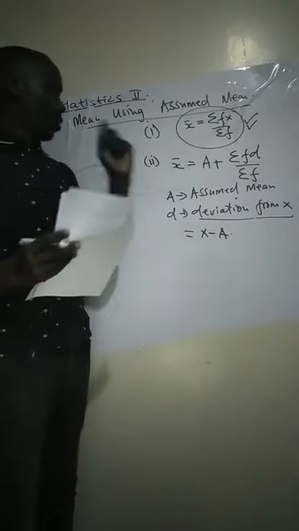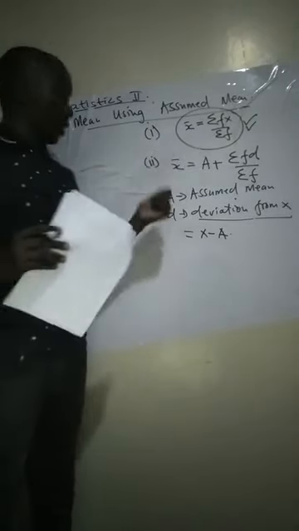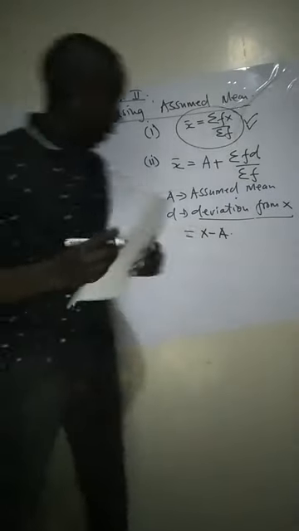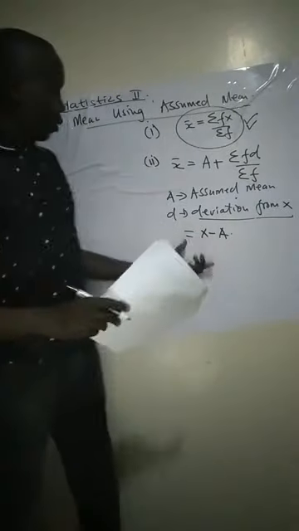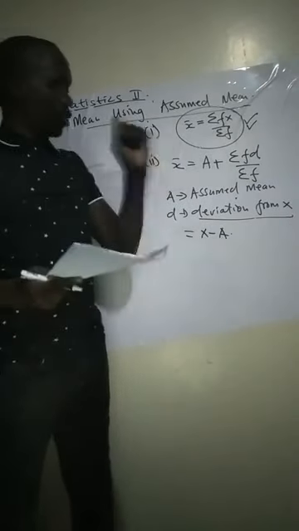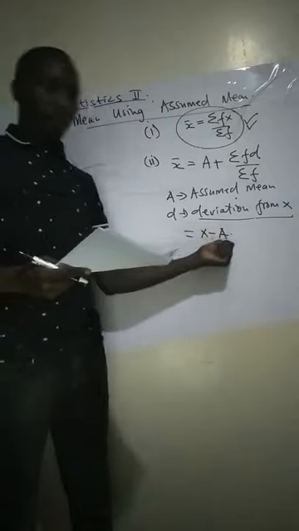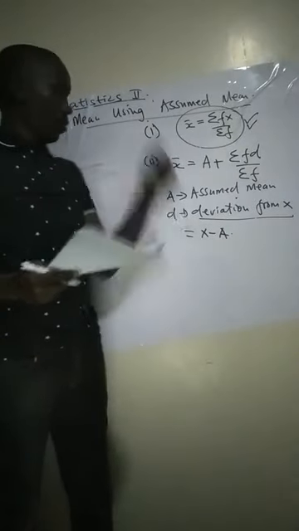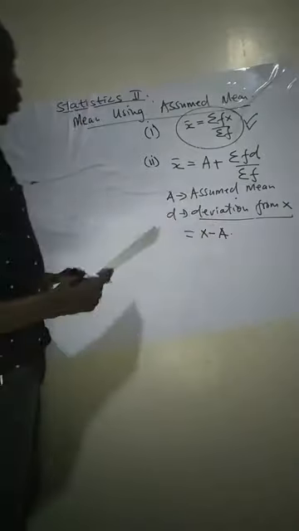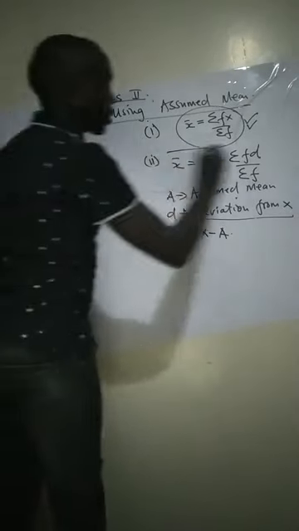Please note that in most cases you will be given the assumed mean, the value of A. But there are instances where you will not be given. When you are not given, you will be expected to get your own value of A, so you pick one of the values of x to be the assumed mean. You will see exactly what that means. This is basically what we need to know.